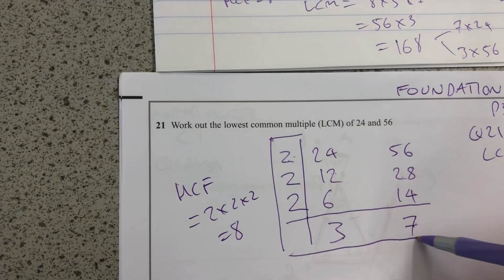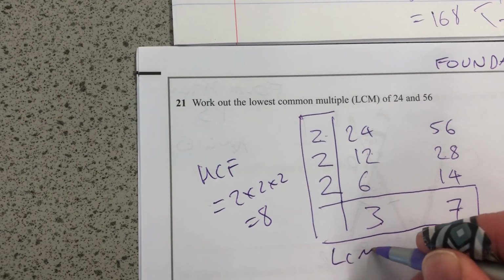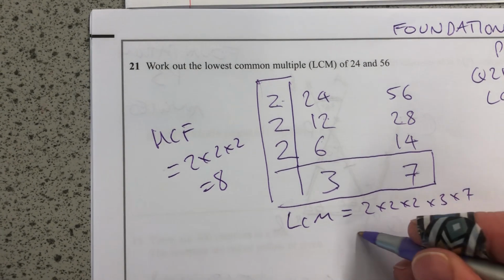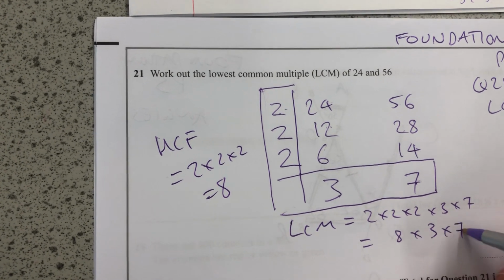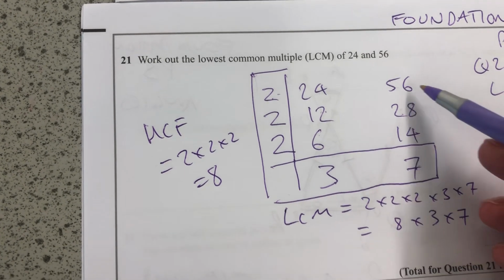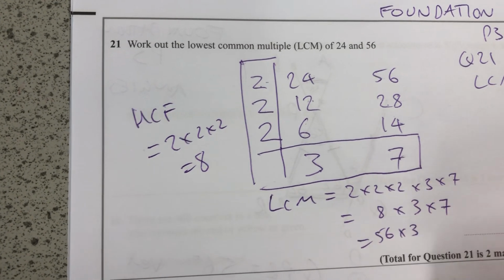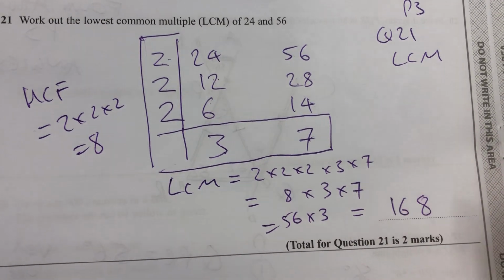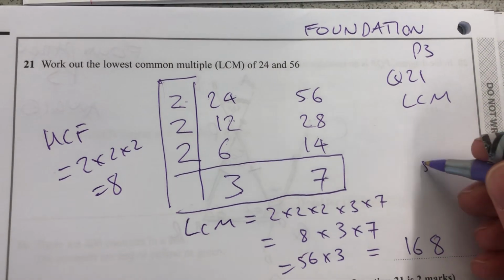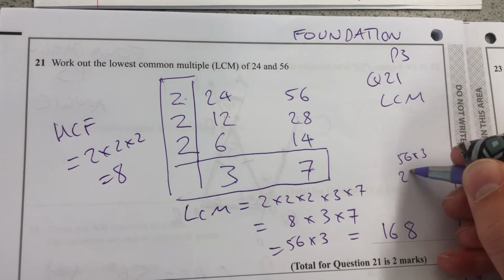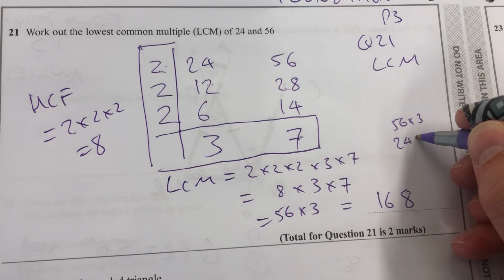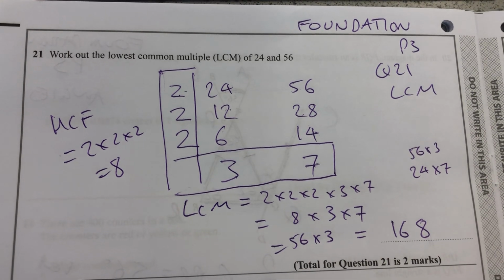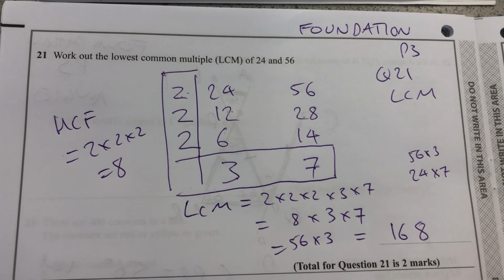And this nice L shape gives me the lowest common multiple. So lowest common multiple is 2 times 2 times 2 times 3 times 7, which is 8 times 3 times 7. 8 times 7 is 56, so it's 56 times 3, which is 150 plus 18, 168. And if I wanted to check that, well, I know it's 56 times 3, and it's 24 times 7. So that's how I know that that is a common multiple. It's the lowest common multiple between 24 and 56.